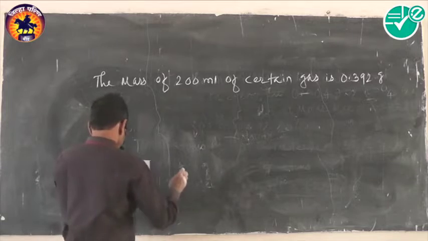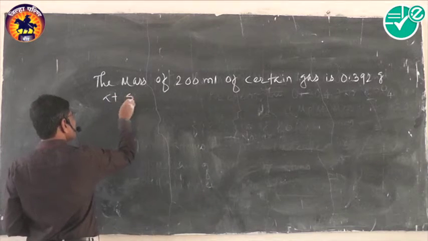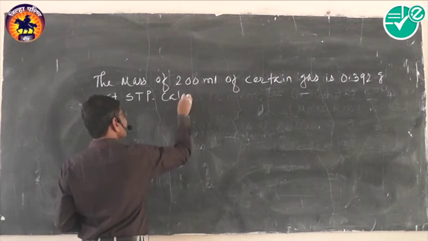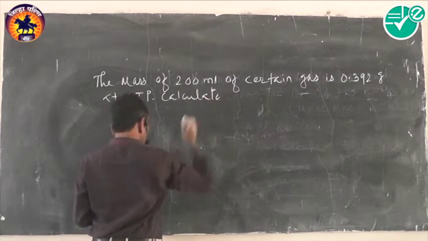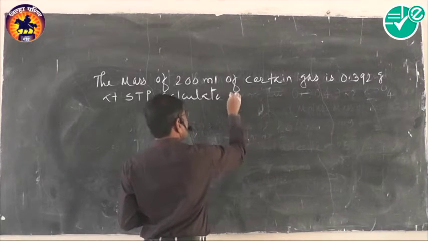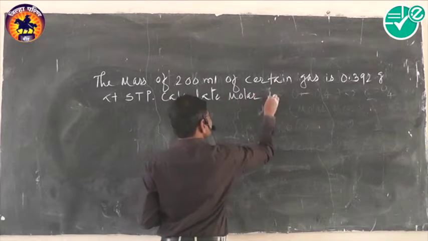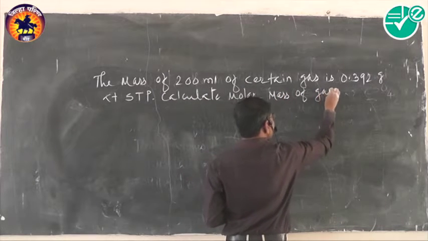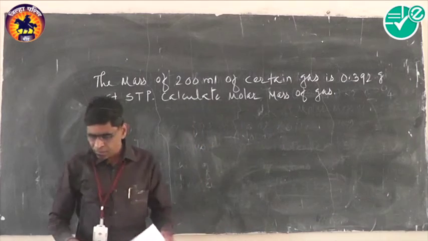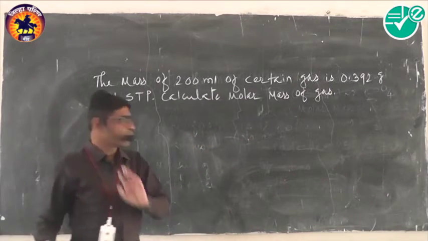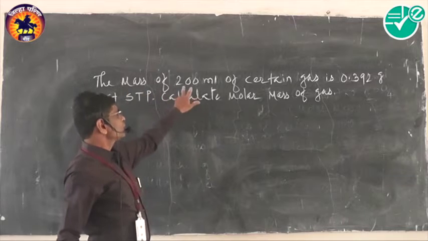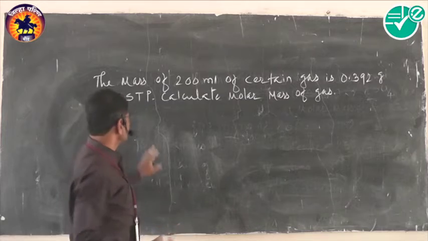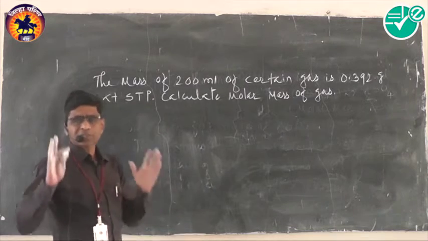Now then at STP, calculate the molar mass of the gas. Now remember, the gas is unknown. So the mass of 200 ml of that gas is equal to 0.392 gram. Then we have to calculate the molar mass of the gas.